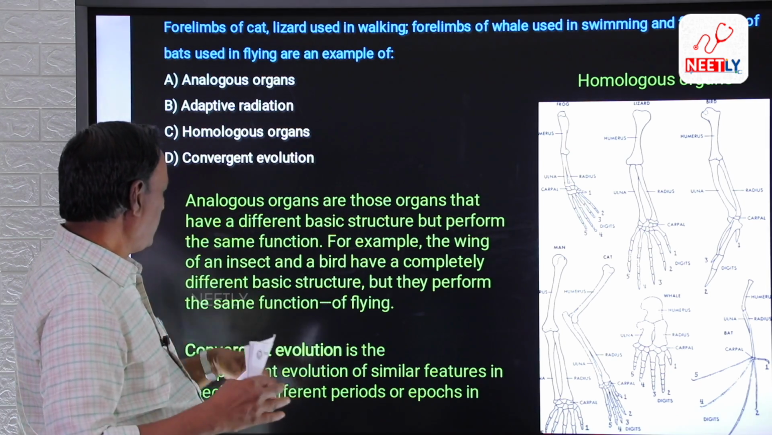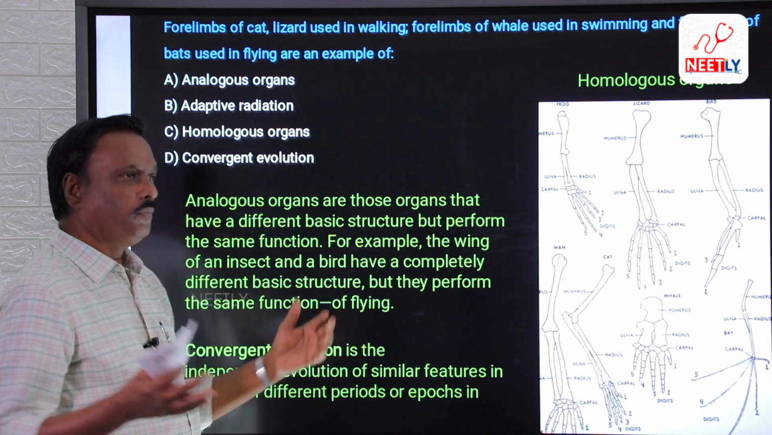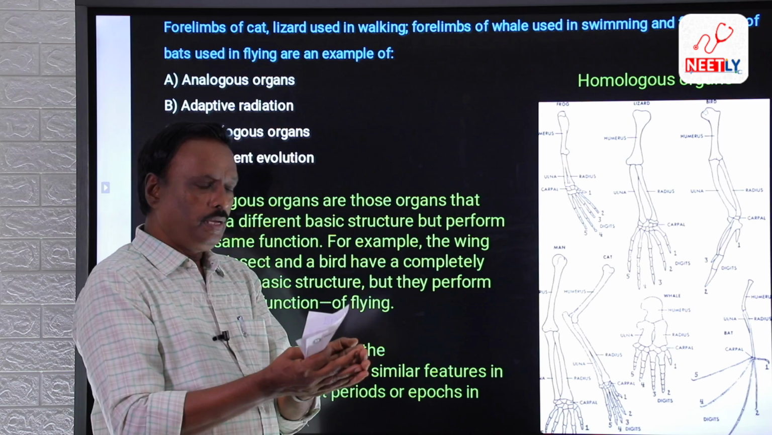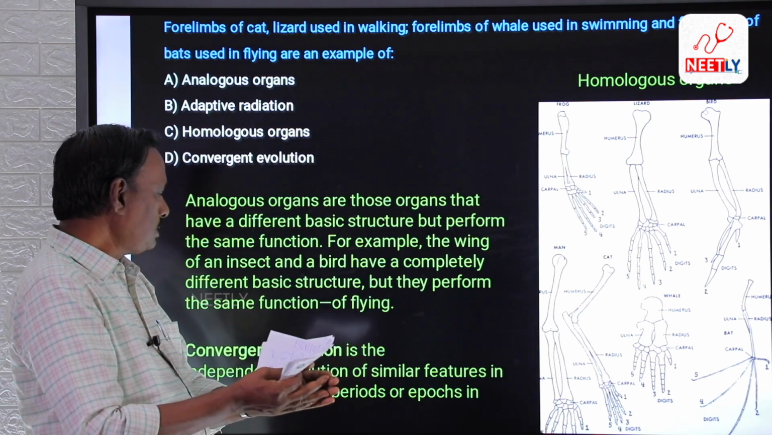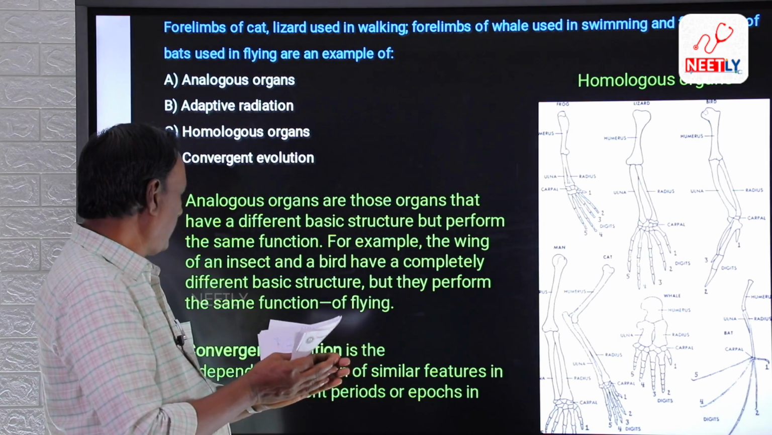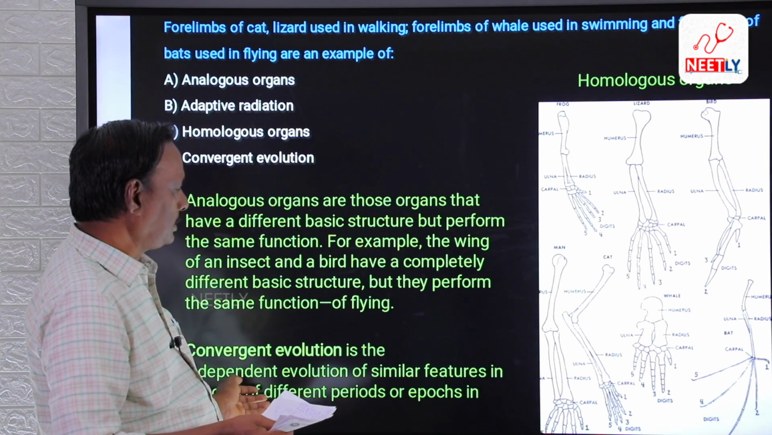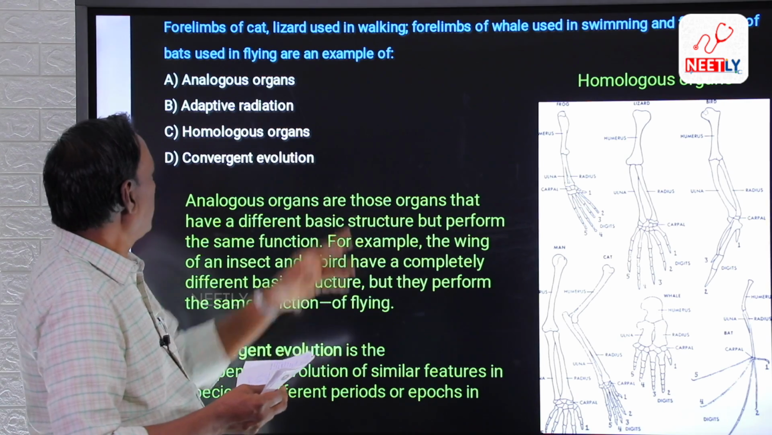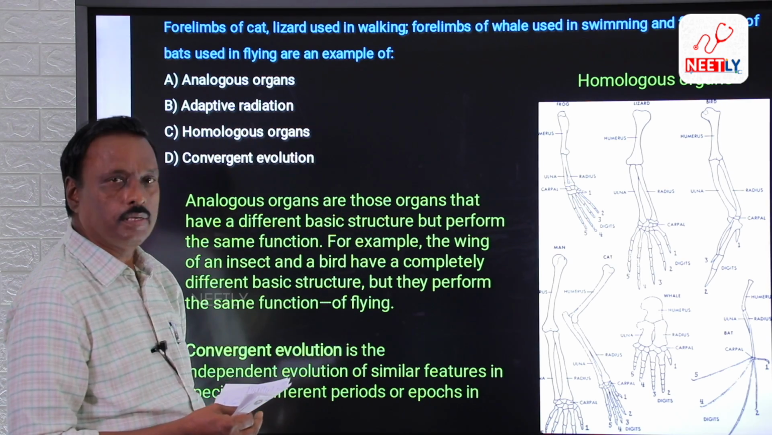Convergent evolution is a different one. That is, organisms from different environments come to the same environment and possess similar characters. That kind of evolution we call convergent evolution. So this is not related to this question. So the correct answer is C, homologous organs.